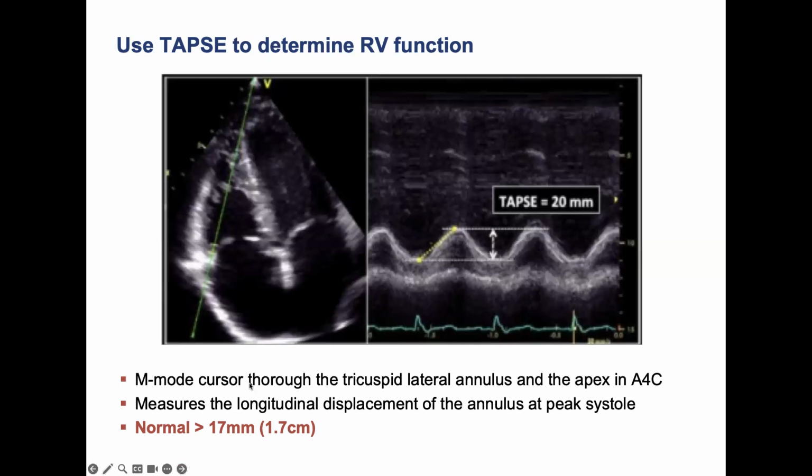I put things in red that I think are worth memorizing. I think it's helpful to know that a normal TAPSE is greater than 17 millimeters, or 1.7 centimeters. Again, you're going to put the M mode cursor through the tricuspid lateral annulus and the apex, so the line does have to go through the apex in the apical four-chamber view, and it's going to measure the longitudinal displacement of the annulus at systole. Normal is greater than 17 millimeters.